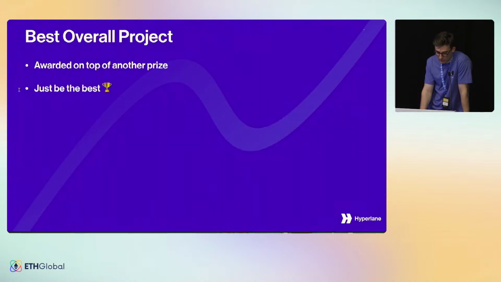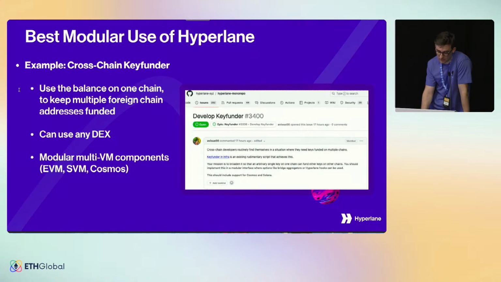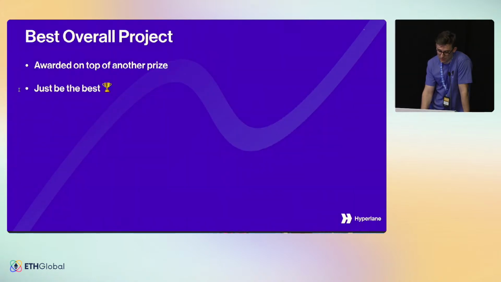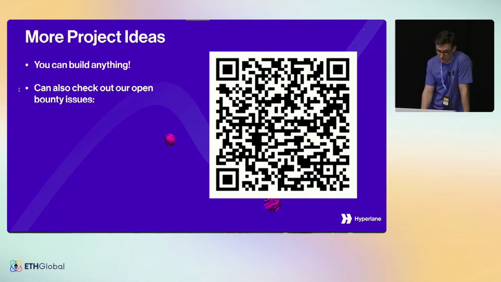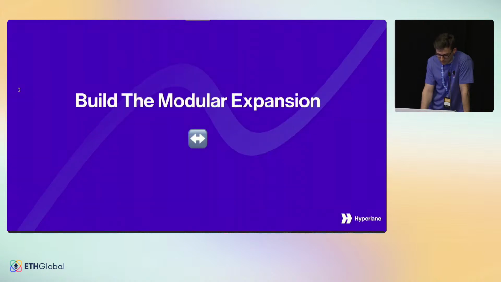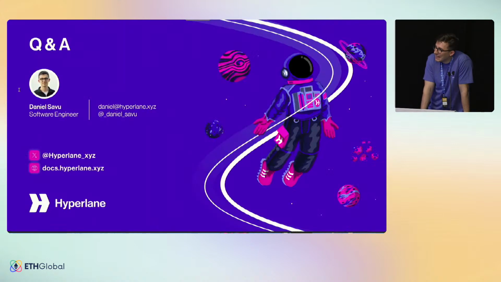And then we also have a bounty that's the most generous bounty. It's $4,000 on top of an existing category for the best project, because some of these projects are big undertakings. So again, you can build anything you want, but should you want more inspiration, scan this QR code and it will take you to a list of our GitHub issues that have a bounty label. Again, some of them are quite involved, but maybe you can find something that you find interesting. And with that, I'm inviting you to build the modular expansion, and I'll take some questions.